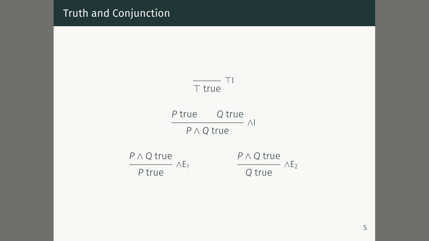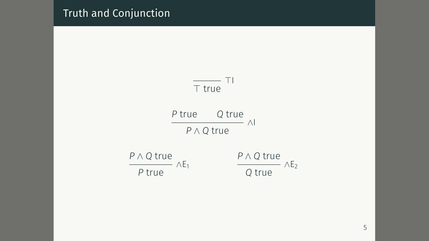And if somehow we have judged P and Q to be true, we can use it. We can say, well, I know P and Q is true, so therefore I'm going to judge P to be true. And symmetrically, if we've judged P and Q to be true, then we can judge Q to be true.